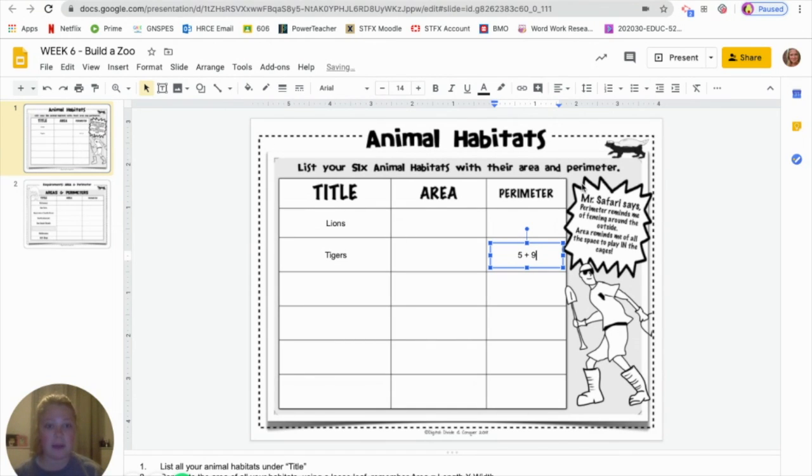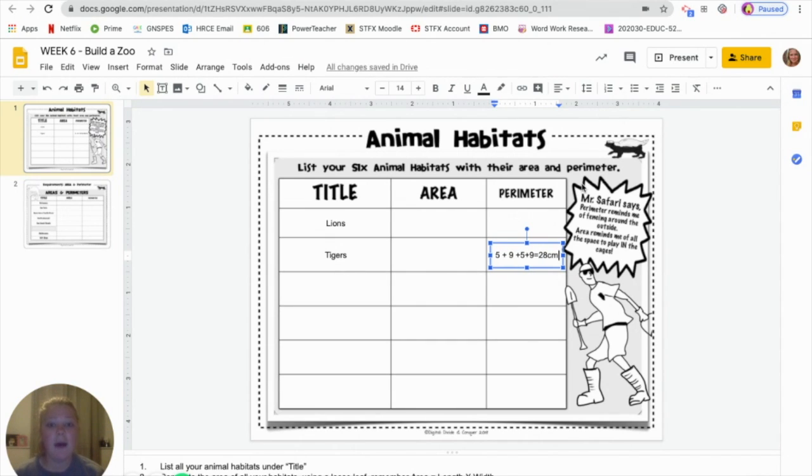Now, I know that in a rectangle, 2 sides are the same and 2 sides are the same. So all I have to do is add another 5 and add another 9, and then I just have to add all this up. So 5 plus 5 plus 9 plus 9 is 28. And then I make sure I put my unit of measure, centimeters.